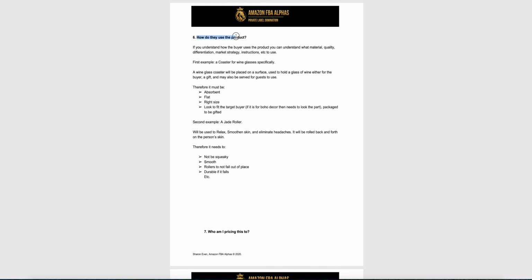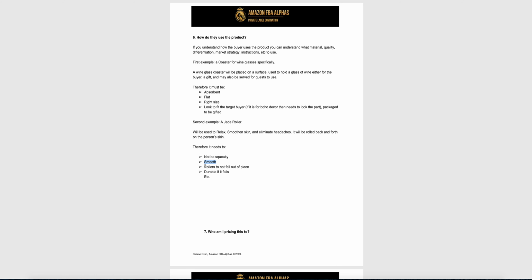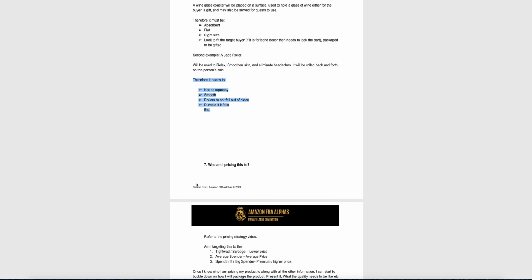So when I understand how they're going to be using this product, I know they're going to be rolling it back and forth on their head. If I do that myself, I can then understand that it needs to not be squeaky. The surface of the jade roller would need to be smooth. The rollers need to not fall out of place, and the jade roller needs to be durable when it falls. If it was to fall on the ground and just break, that's probably not going to help me with reviews. So by understanding how you use the product, you can understand what is crucial for the product to have.